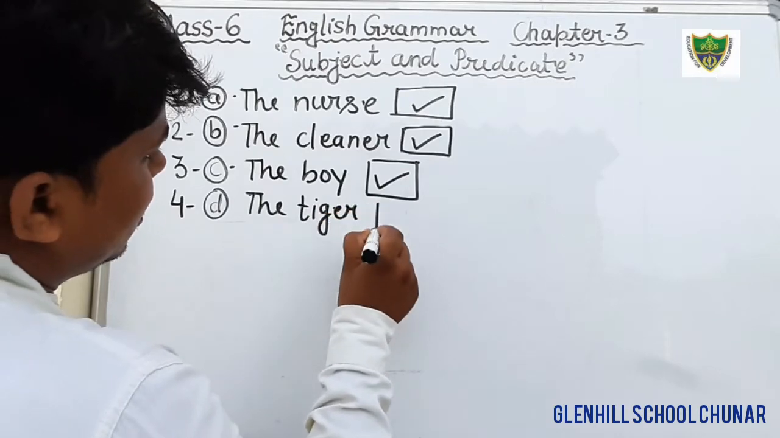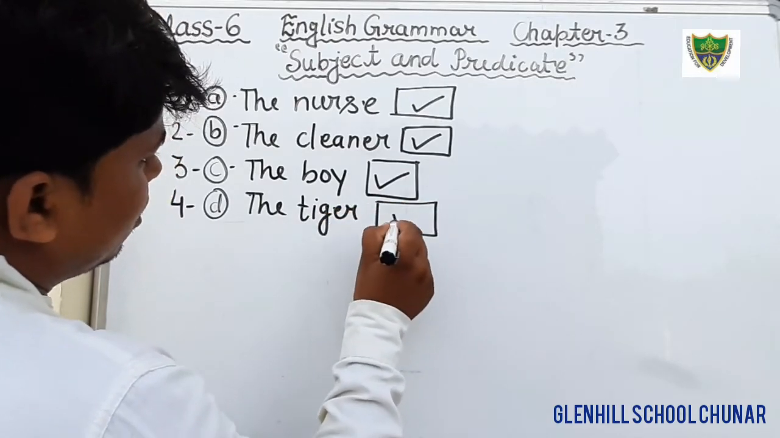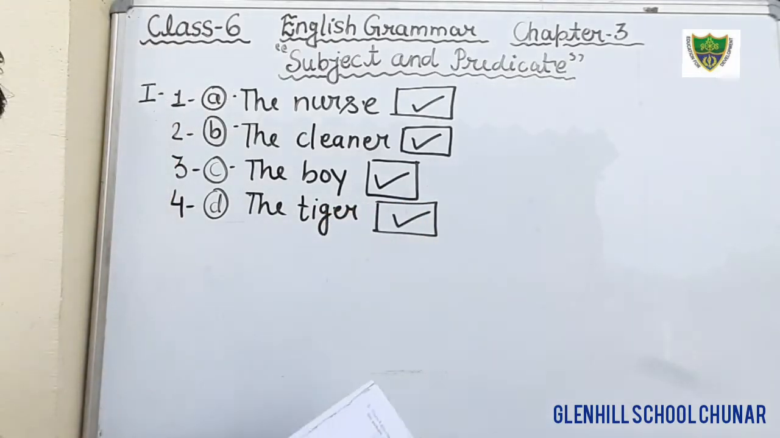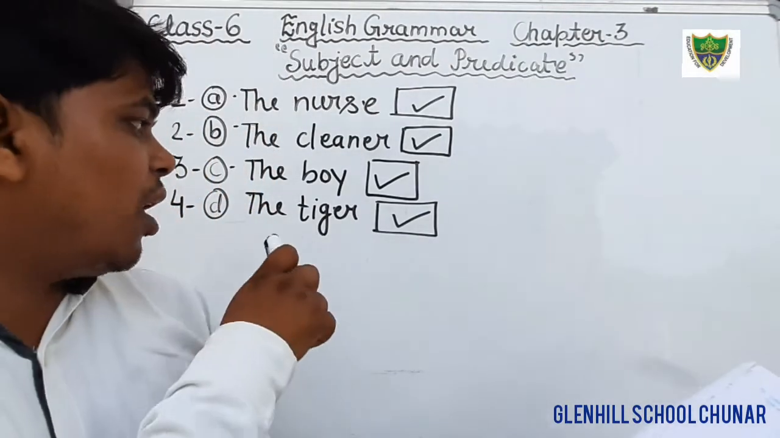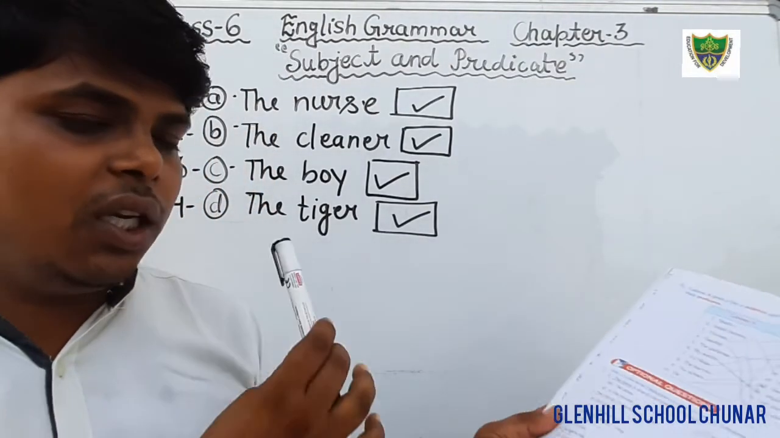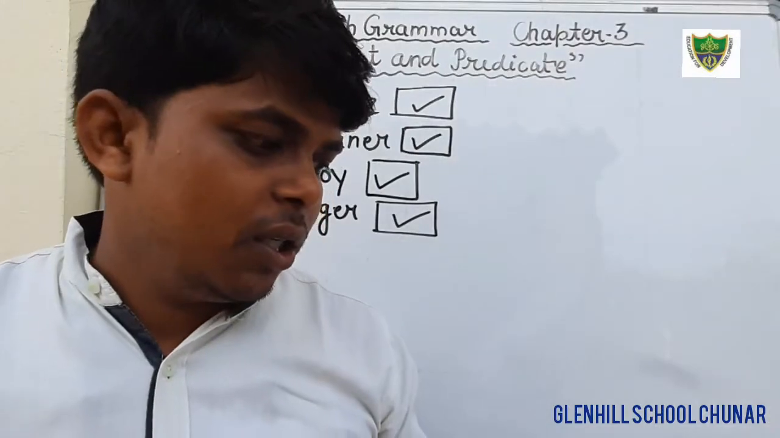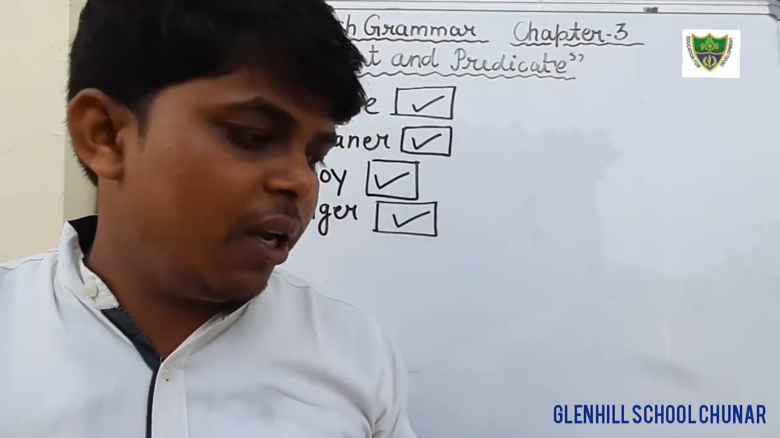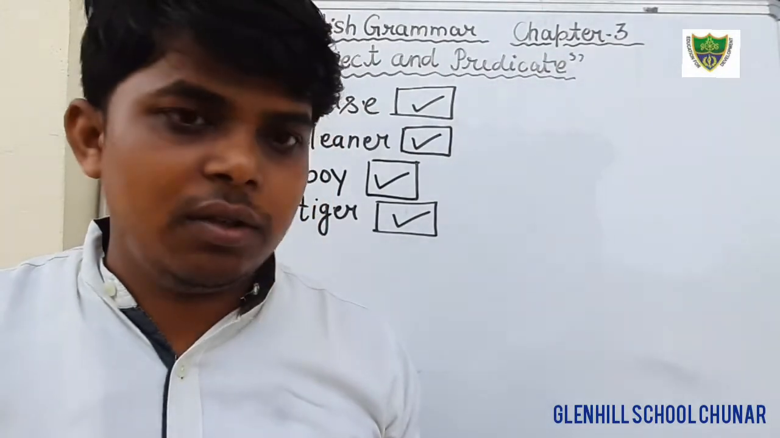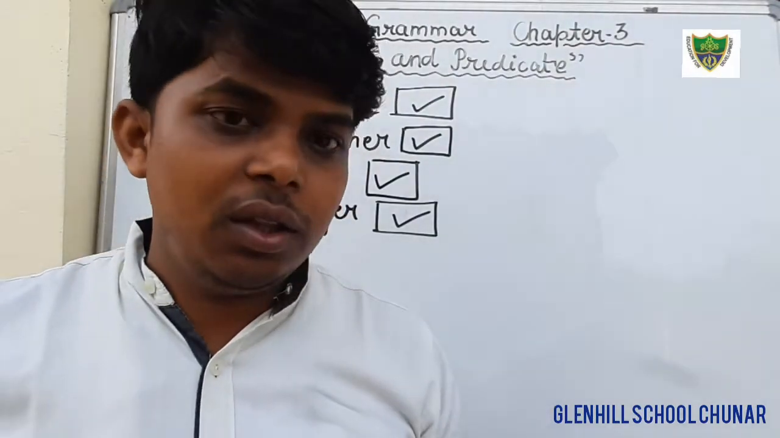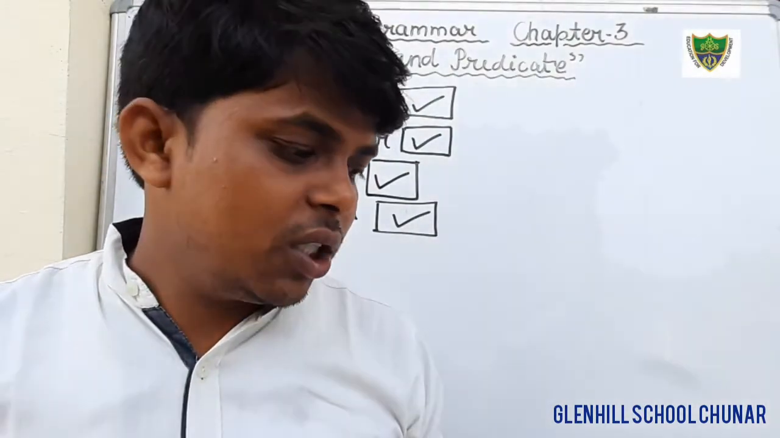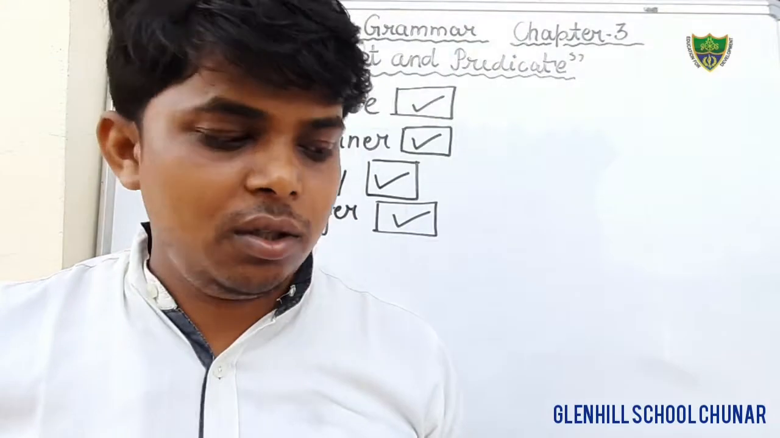Okay, the tiger is the correct option. We will tick on that. Question number 4, the fourth option, that is option number D, is the correct option. The next question, question number 5: the teacher is teaching. What is the subject here? The teacher.